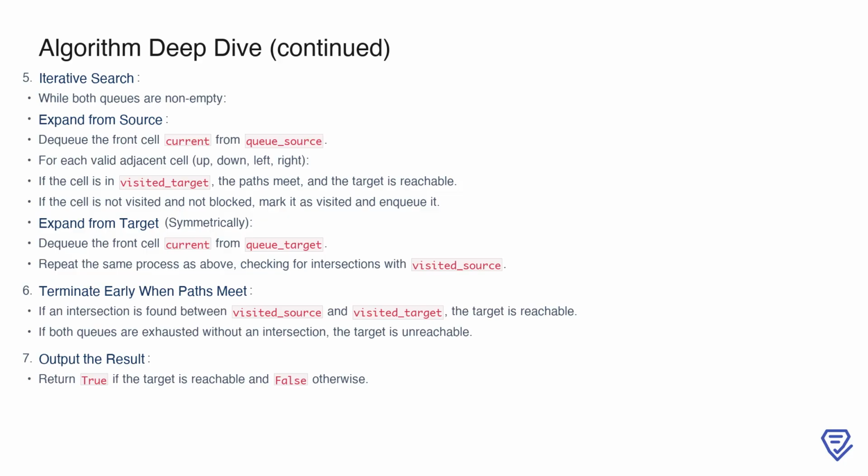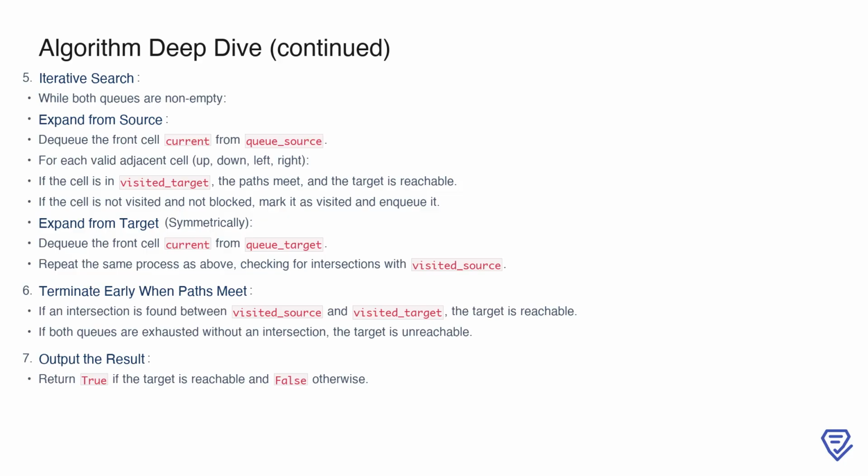For each valid neighbor, if it is already in visited_target, it means the 2 searches have met, and the target is reachable. Otherwise, if the cell is unvisited and not blocked, we mark it as visited and enqueue it for further exploration. Similarly, we then expand from the target by dequeuing the front cell from queue_target and repeating the same process, checking for intersections with visited_source.